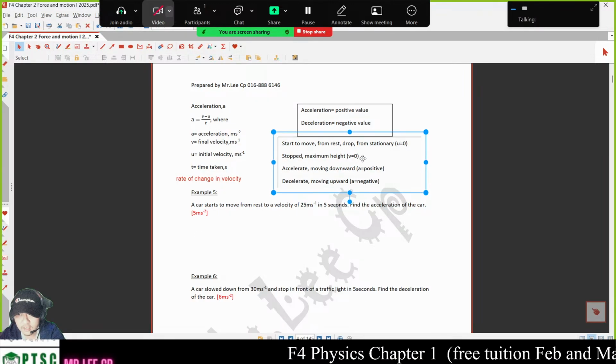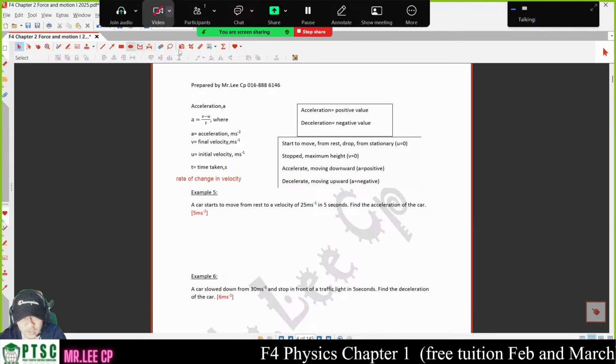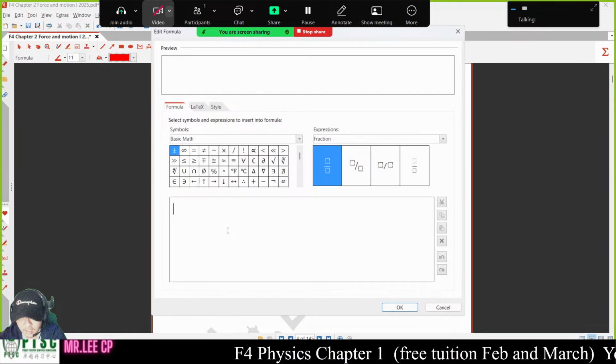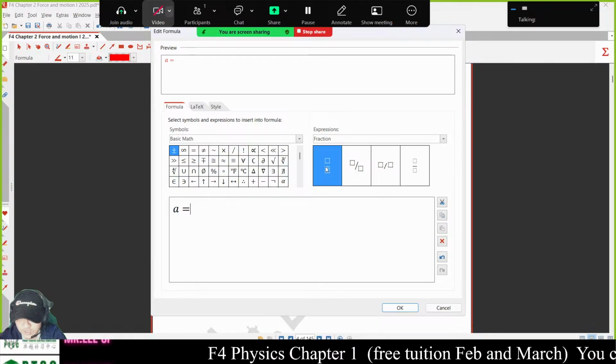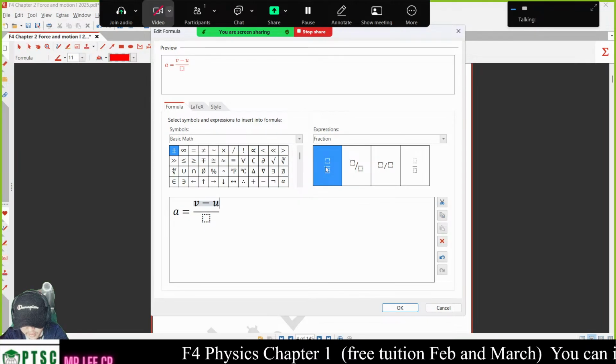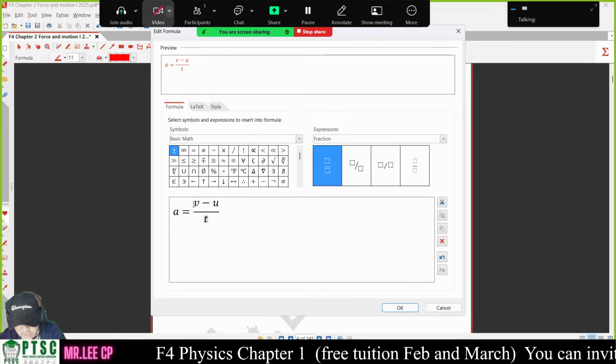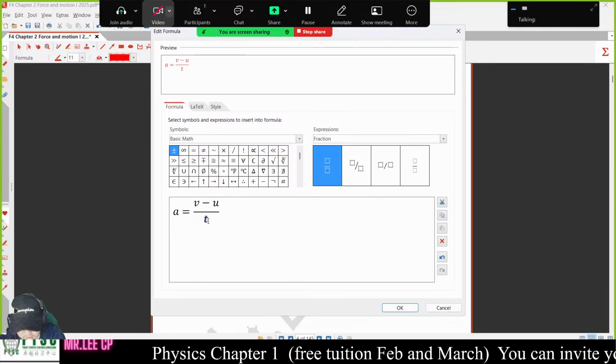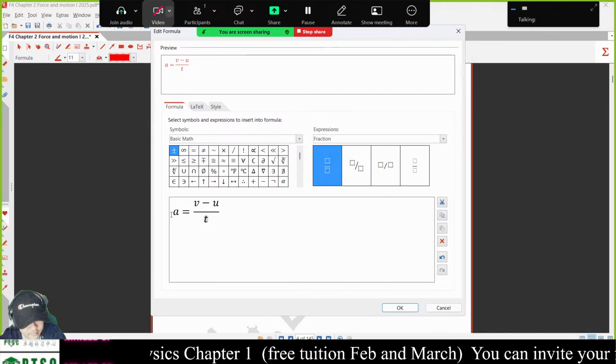So we are going to put it in. What is the formula? a is equal to v minus u over t. v minus u divided by t. v is final, u is initial, t is time, a is acceleration.